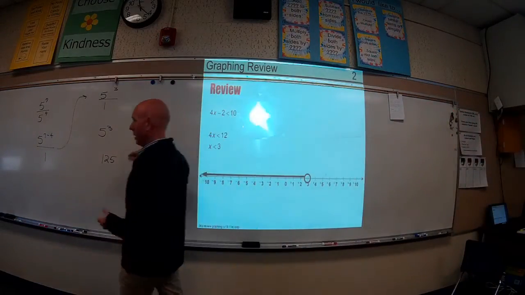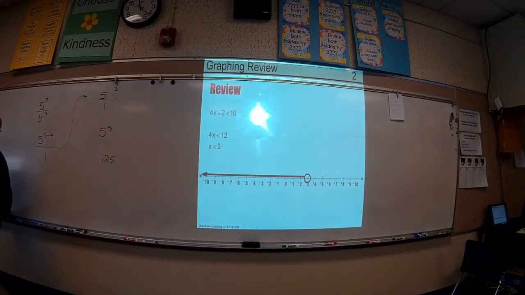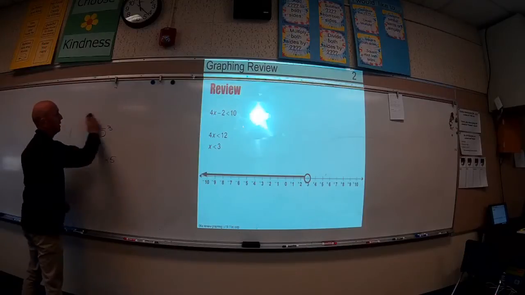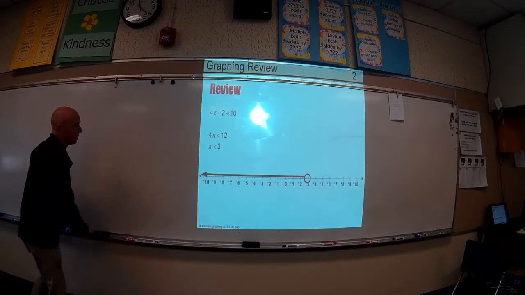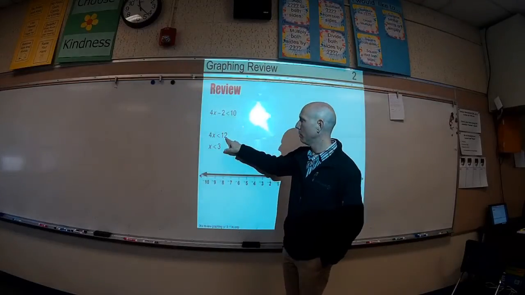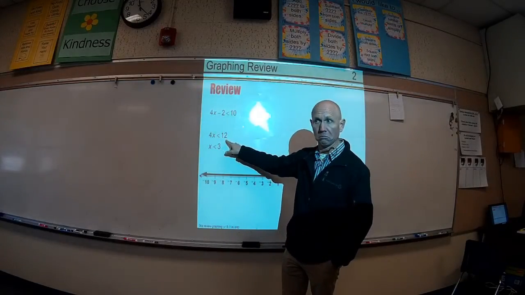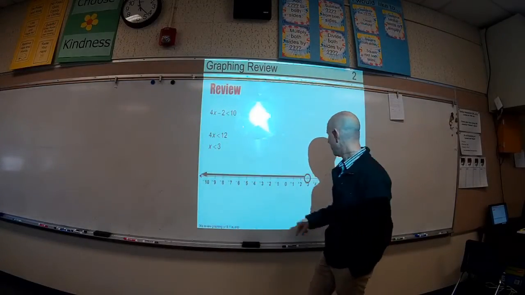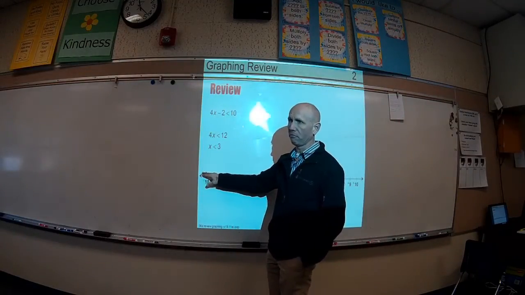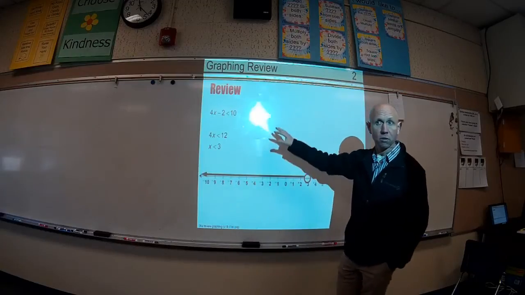Here's a little inequality. I'm going to graph it on a number line. First off, is it an open or a closed circle? Open. Excellent. To solve this, I would add 2 to both sides. That would take me to a 12. And then divide both sides by 4. Open at 3, shading everything less than 3. Questions?